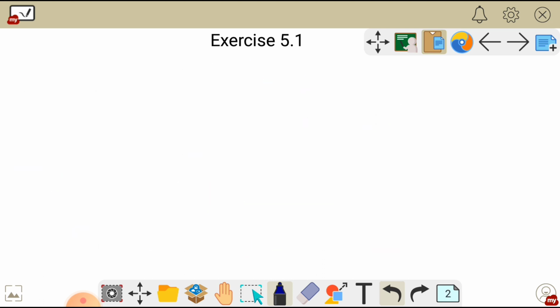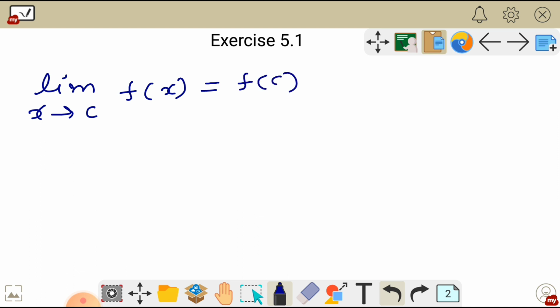So we can say that limit x tends to C f of x is equal to f of C for the function f of x is equal to x minus 5. That's why the function is continuous. So the function is continuous at each and every point from its domain. So this was the first one, A.